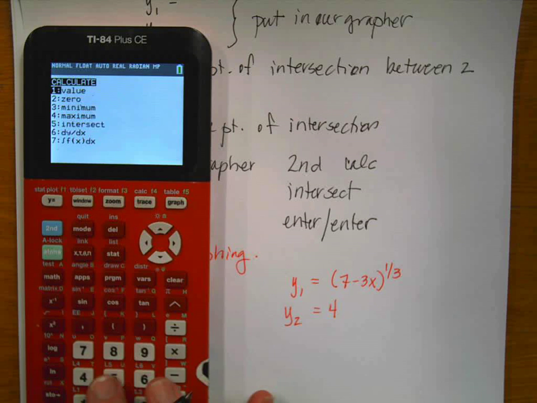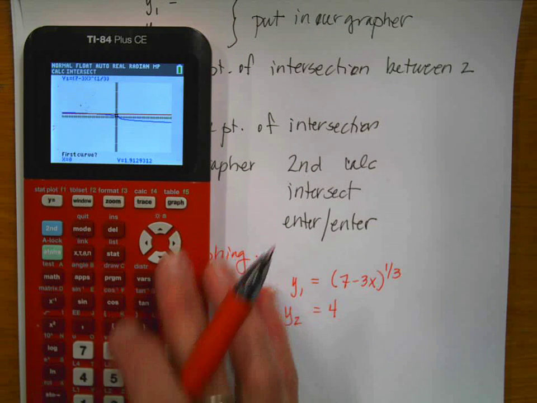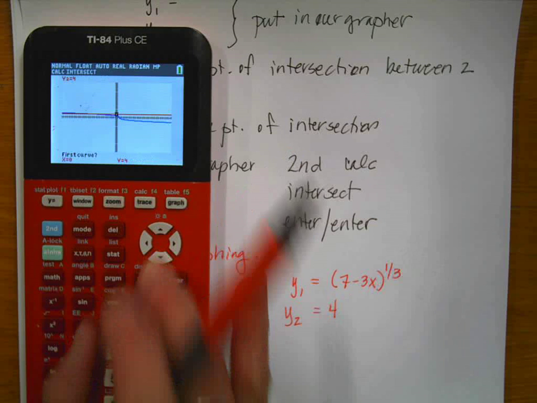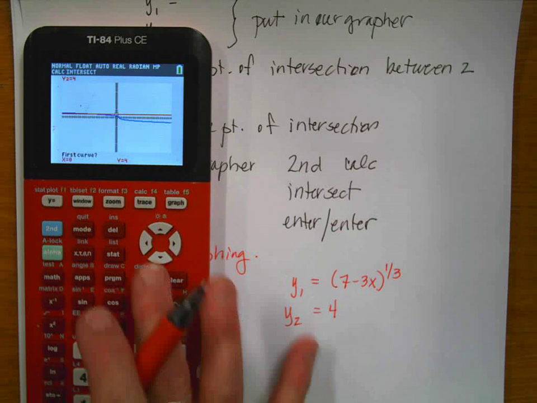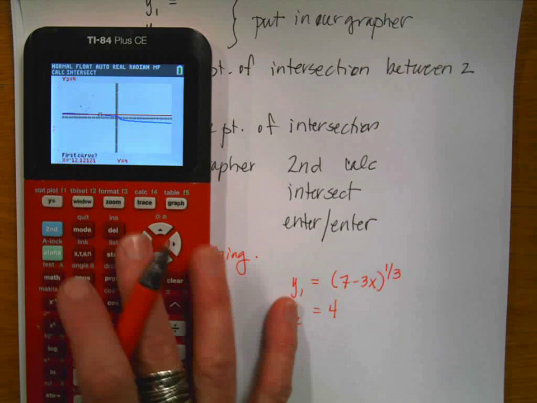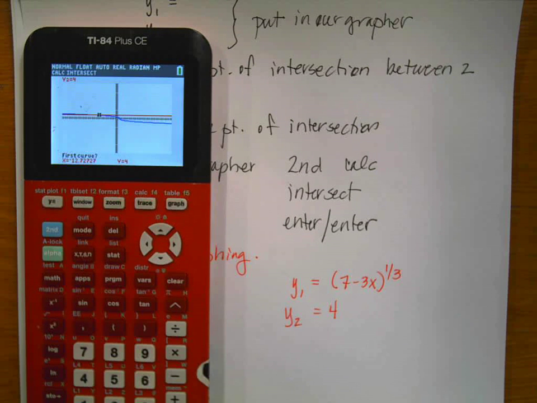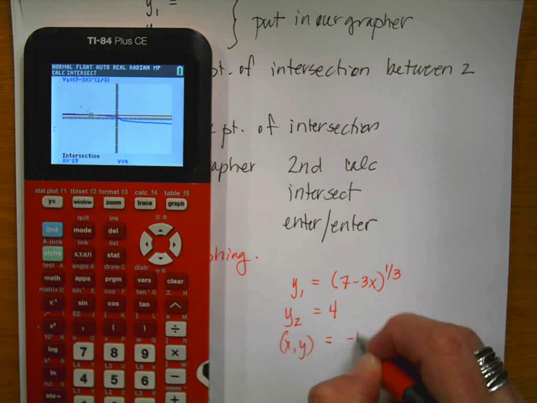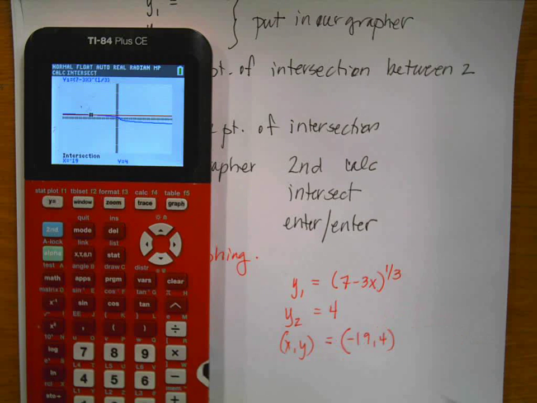So I'm going to do second calculate 5 for intersect. Right now, my calculator is on the first equation that I entered. I'm going to use the down arrow and get to the straight line, because the shortest distance between 2 points is a straight line. I'm going to get close to it, enter, enter, enter, and my calculator pops right to that point of intersection, and it tells me that the x, y is going to be negative 19 and 4. So this is the solution.